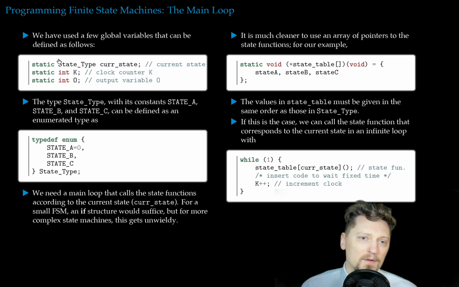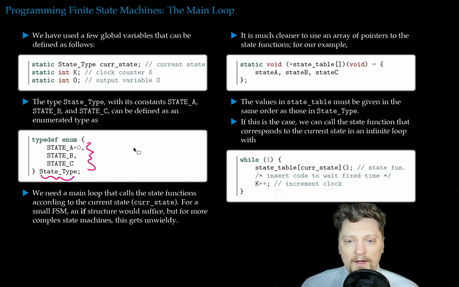The type that we've used here, state type, with its constants state A, B, and C, can be defined as an enumerated type: typedef enum, open brace, state A is 0, then state B will automatically be 1, state C will automatically be 2, and state type is the type we're defining. We need a main loop that calls the state functions according to the current state. Cur state is what we've called it.